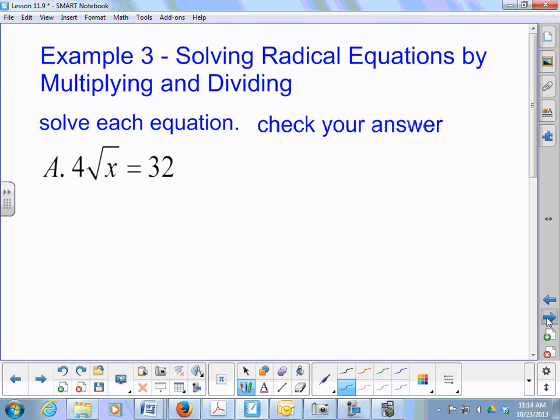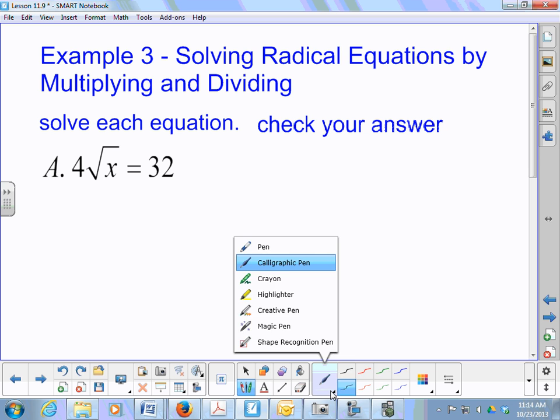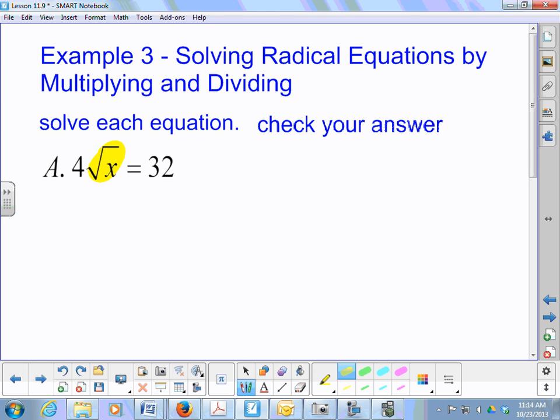isolate the radical first. So I'm taking my highlighter here, and I'm going to highlight the radical. Is there anything on the left side besides that? Yes. So my first step is to get rid of anything else. In this case, we have multiplication going on, 4 times the square root of x. To undo that multiplication, we are going to divide. So dividing both sides by 4, first of all.